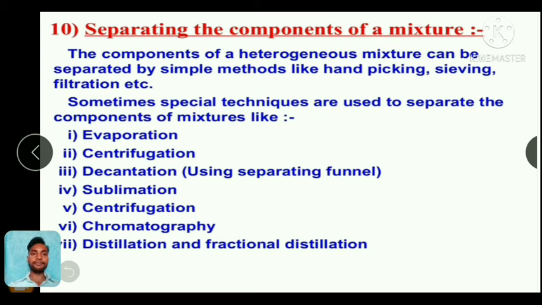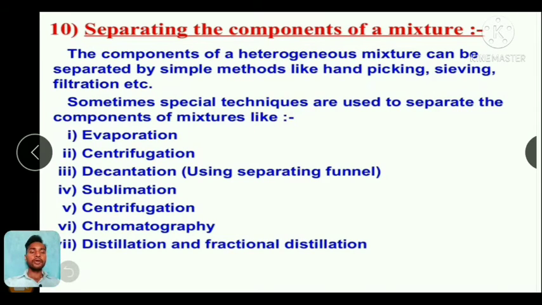Our next video will cover the third part of this chapter, separating techniques. Actually, when you have some mixtures, how will you separate them, and what type of process will you use to separate them? This is known as the separating techniques, to separate the components from the mixture. The components of a heterogeneous mixture can be separated by simple methods like hand picking, sieving, filtration, etc.